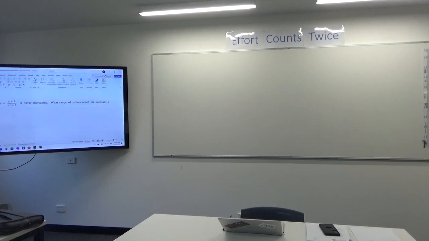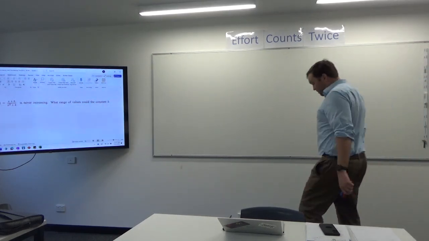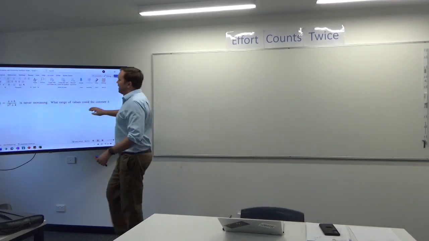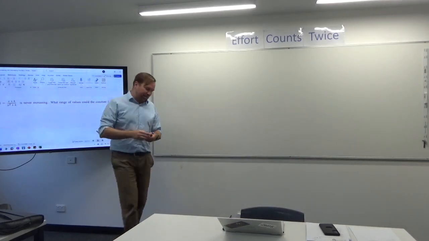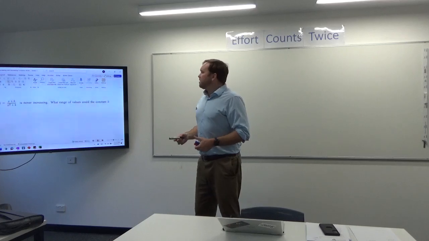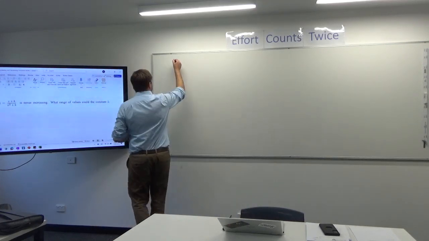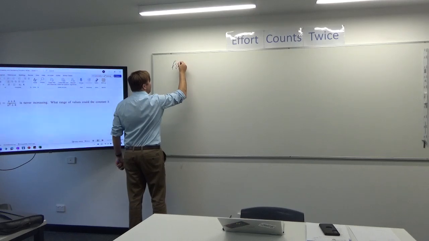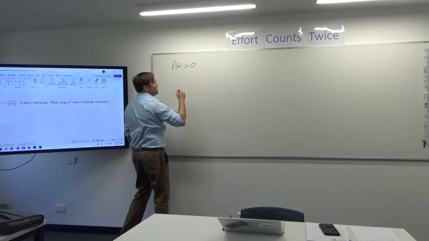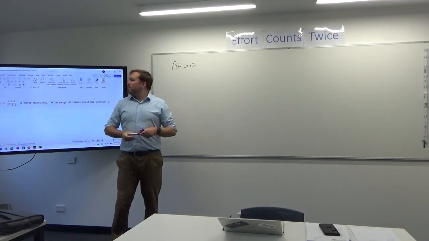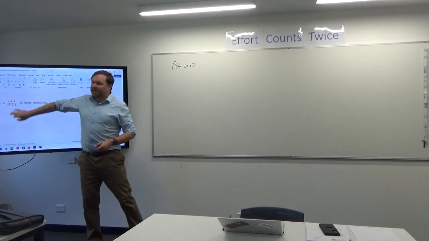Never increases. What values of k could be here such that it never increases? And so what it's saying is basically the first derivative, f dash x, is purely greater than 0. So let's find f dash x.